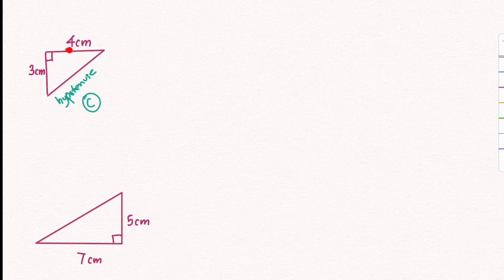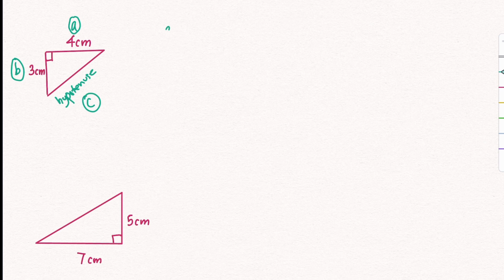So I can choose to call 4 centimeters A and 3 centimeters B, or call 3 centimeters A and 4 centimeters B. Either way will work just fine. So I'll just start with the top. I'll call 4 centimeters A and 3 centimeters B. Then the next step is to write out the Pythagoras theorem.